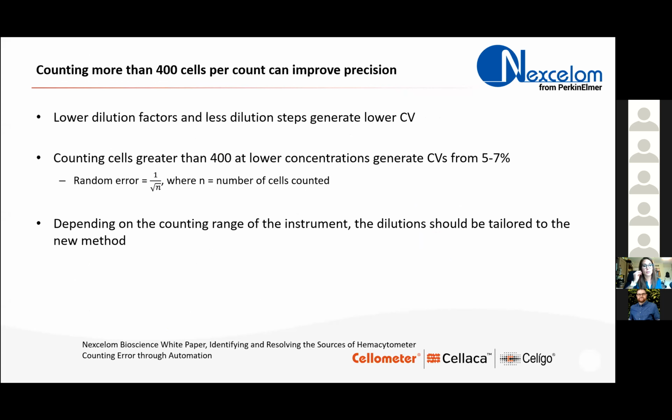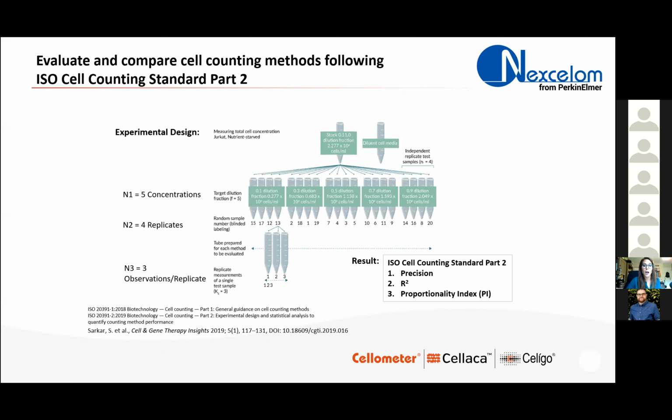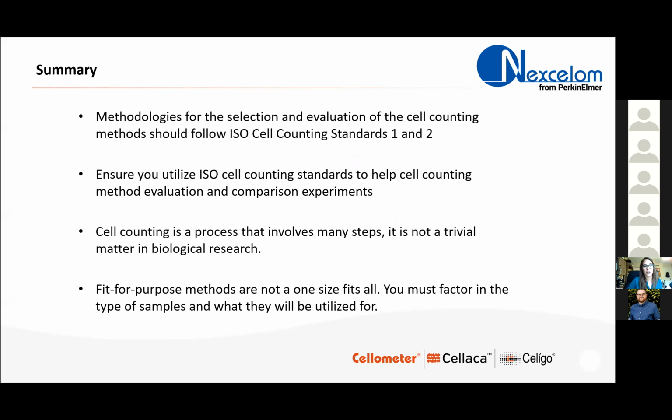You want to also be able to maximize how many samples you're counting or how many cells you're counting, and that's going to further improve precision. We have a very comprehensive ISO cell counting metric that we use for evaluating cell counting methodologies. I'm not going to get into that at all today, but I'm happy to share that with you all. Ultimately, anybody working with cells, you want a fit for purpose, not a one size fits all method. It is a process in your cell based biology, and you must factor those types of variables into your cell counting analysis.